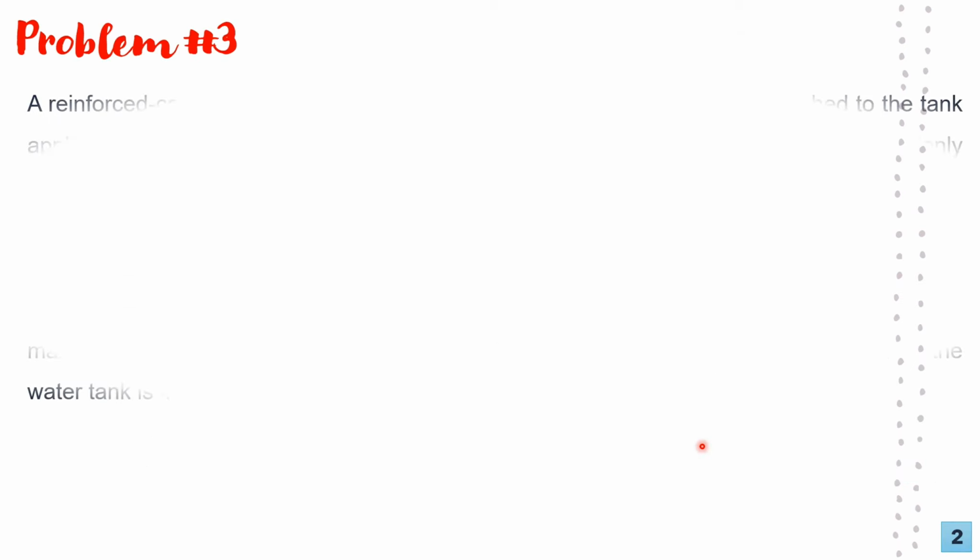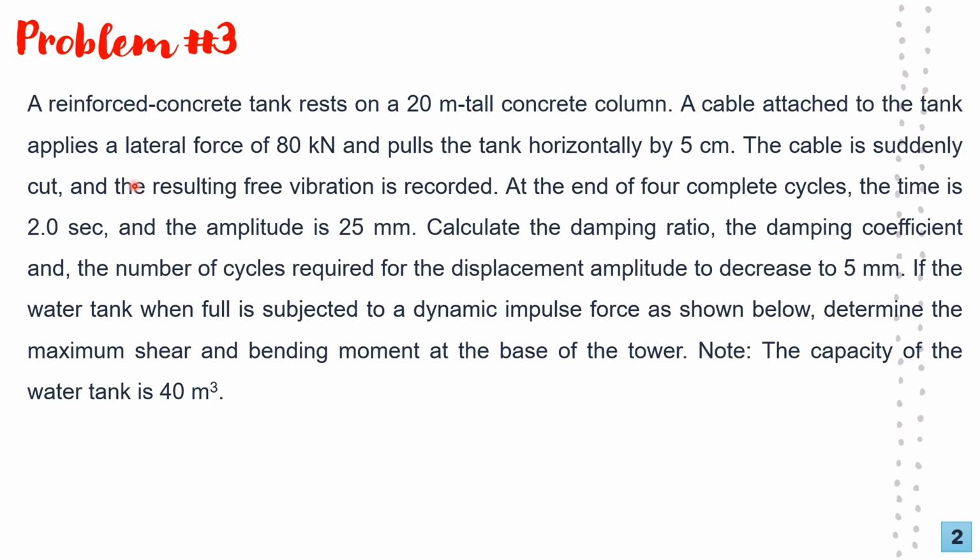Let's see the problem. We are told a reinforced concrete tank rests on a 20-meter tall concrete column. Then a cable is attached to the tank, applies a lateral force of 8 newtons, and it displaces it horizontally 5 centimeters. The cable is suddenly cut, and the resulting free vibration. So these are the initial conditions: initial displacement of 5 centimeters. Then there is a static force which is giving this displacement. Then once the cable is cut, free vibration ensues.